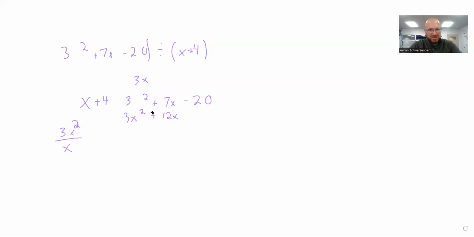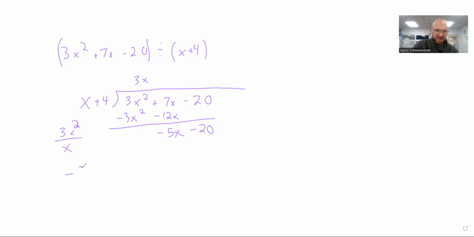Was not supposed to erase all of that. Okay. In general, you subtract. I like to add negatives, which means I change the signs and add. Notice I also lined up the x squared with the x squared and the 12x with the 7x. 3x squared minus 3x squared cancels out, and I get negative 5x for 7x minus 12x, and I bring it down.